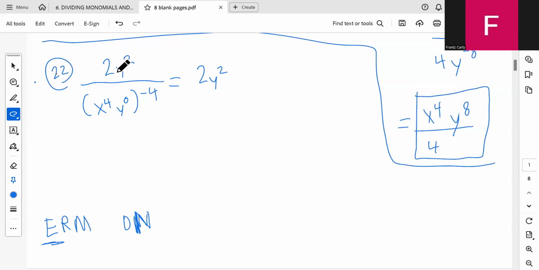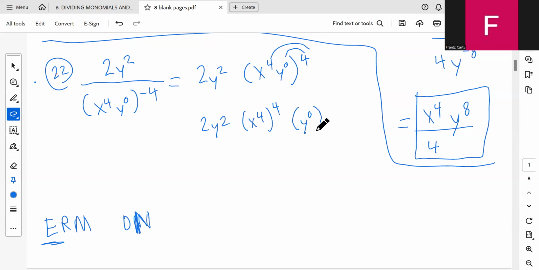Now, if it was the whole fraction, I would have flipped it. But since it's just a parentheses, I'm going to move this up to the top. Does that make sense? It was negative on the bottom. I moved it to the top and it becomes positive. Is that clear? Cool. Now I'm going to have 2y squared, and then I'm going to apply this. 1, 2. Questions on what I did so far?